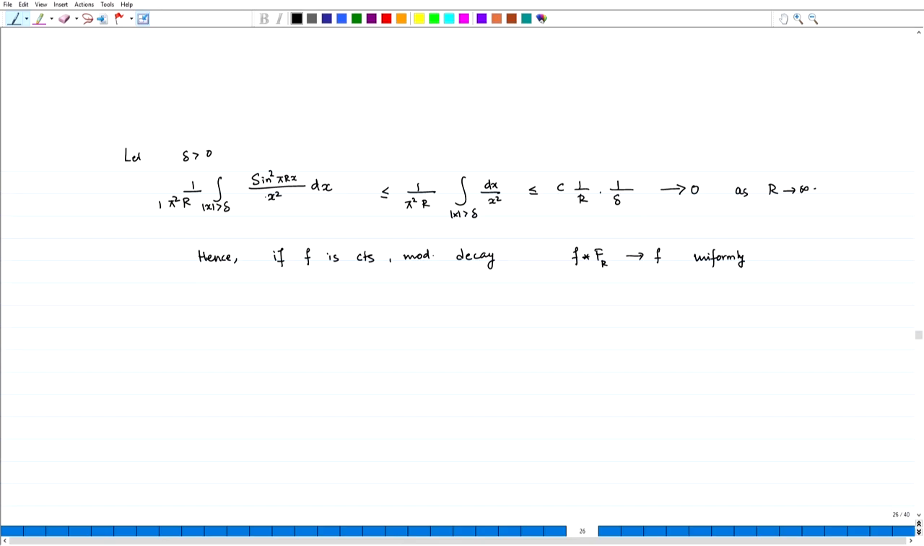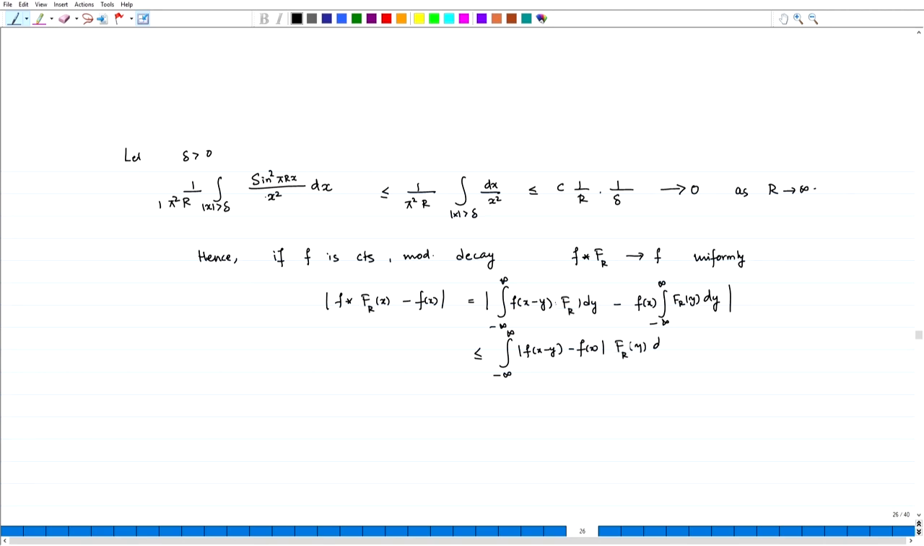Exactly, if we follow the same method, just to recall what it is, the convolution of f with F_r at x minus f(x), we can write as the integral of f(x minus y) F_r(y) dy minus f(x) into 1, and in place of 1, I can write the integral of F_r. This is the technique we used in the Fourier series case. So, this is less than or equal to the integral from minus infinity to infinity of mod of f(x minus y) minus f(x), and then F_r(y) dy.